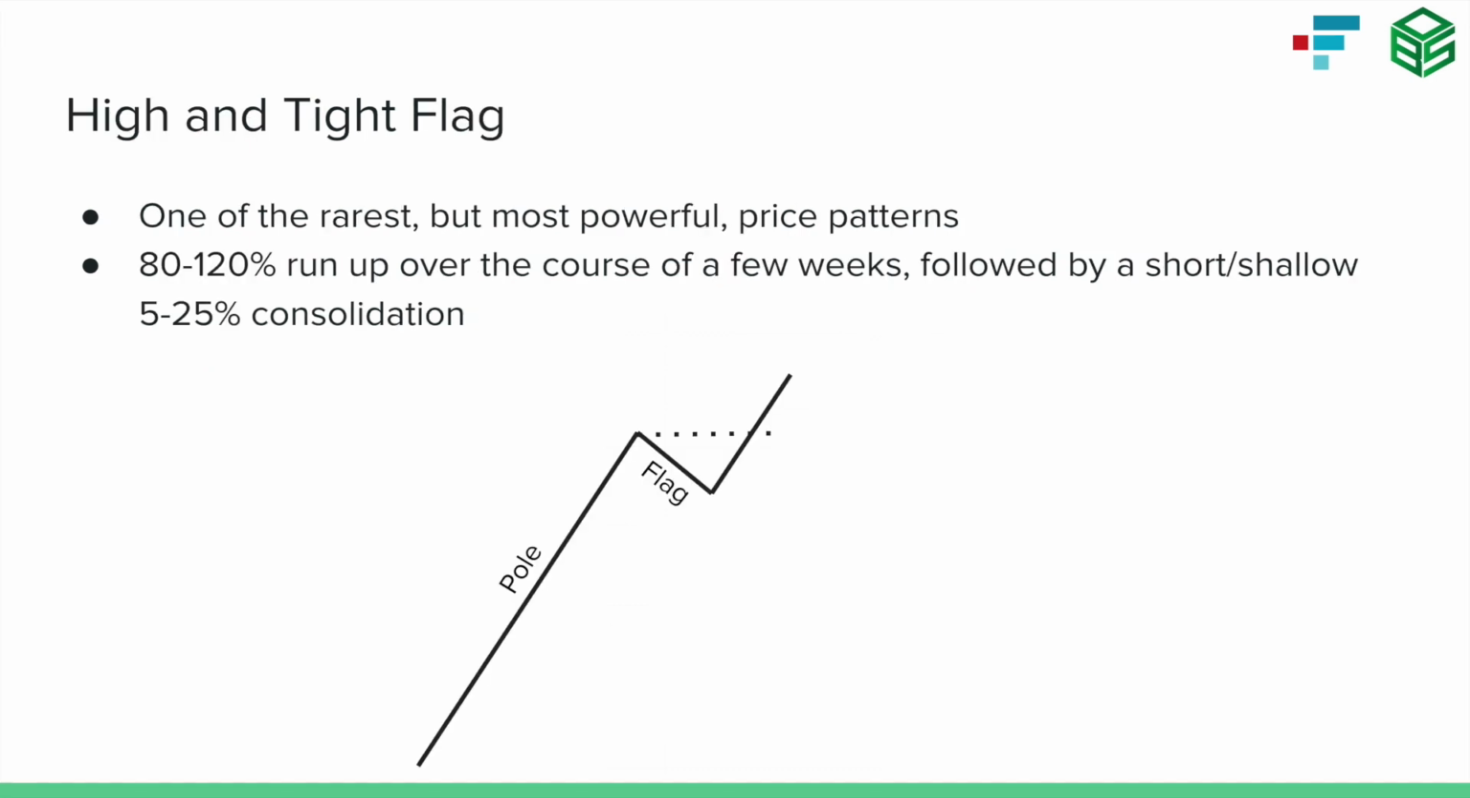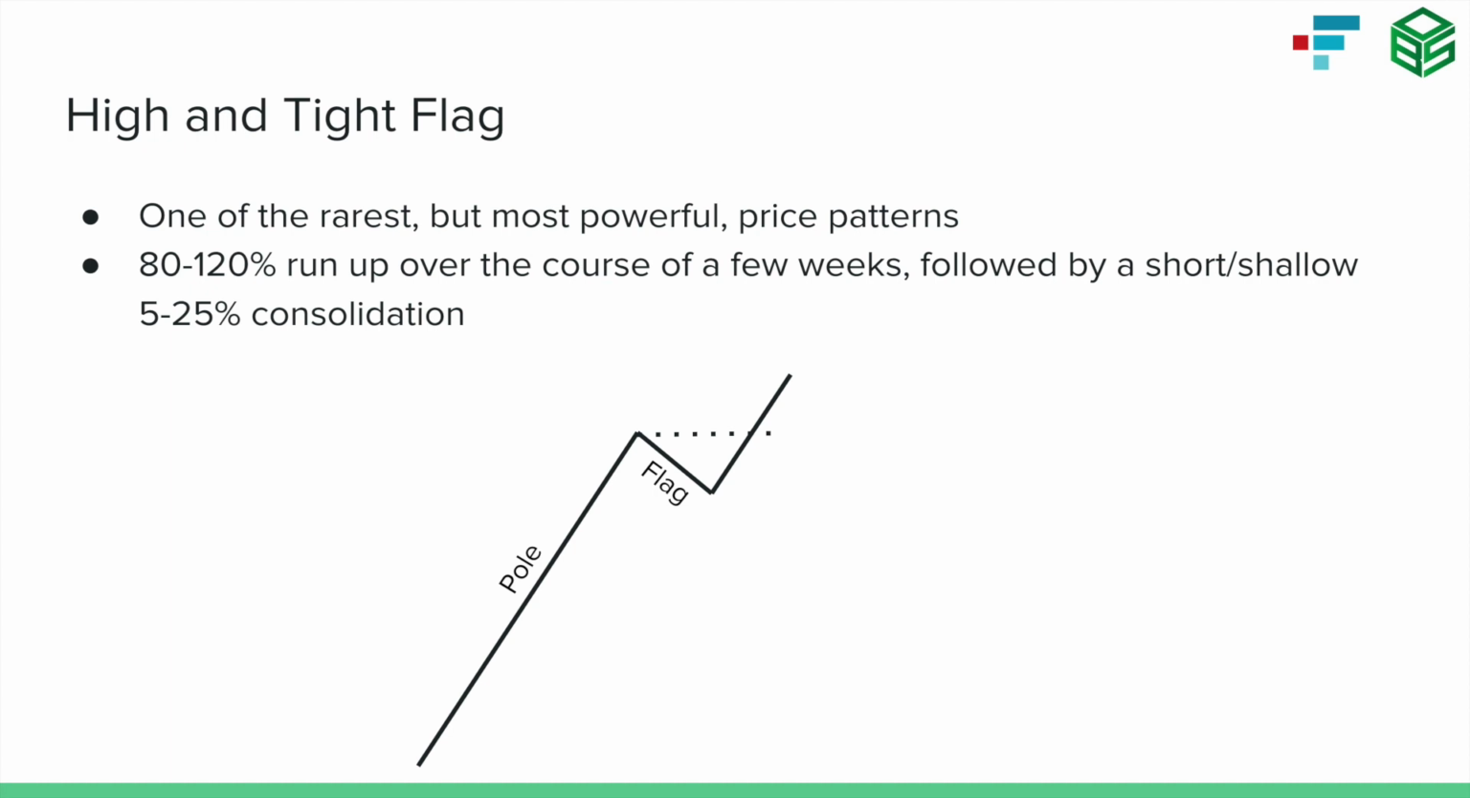Next, I'm going to talk about one of the more rare but most powerful price patterns, and that's the high and tight flag. For the high and tight flag, we're looking for the pull. You can see on that little diagram I've drawn there, the pull is the initial run up. What we're looking for is anywhere from 80 to 120%, ballpark, something around there. Could be a little less, could be more. But we're looking for a significant run up in price over the course of a few weeks. Generally speaking, we're looking for anywhere from, call it, 3 to 6 weeks on that pull. So we want it to be relatively short.